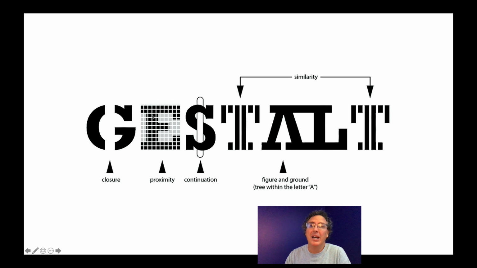So that's a principle. Similarity, so these T's, even though they're kind of far apart, if we make them really similar and distinct from everything else, they seem like they go together somehow. We're going to call that grouping again.